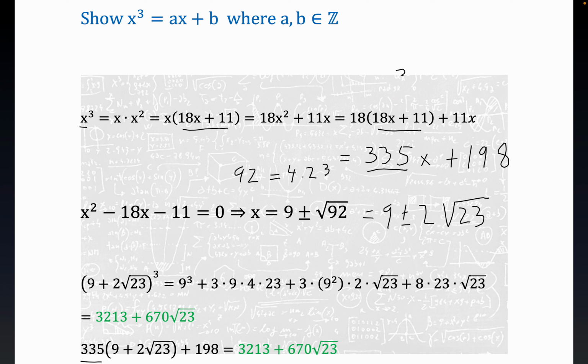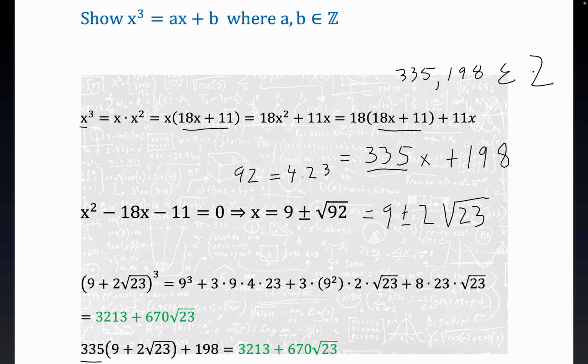because 335 and 198 are proud members of the integers. Okay, we'll put member Z like that.